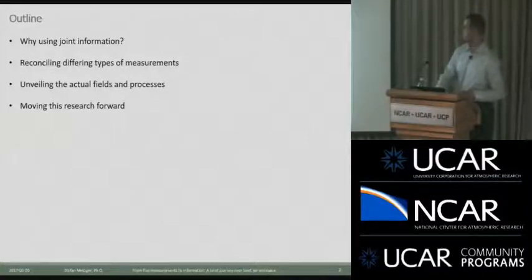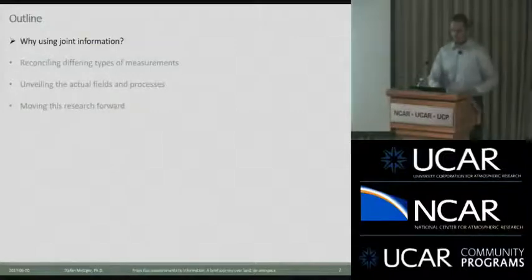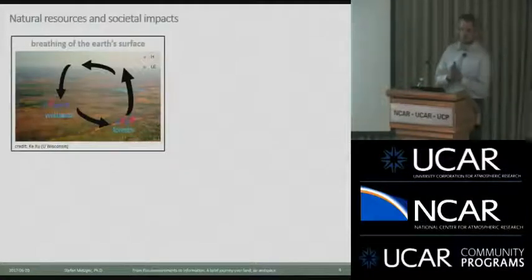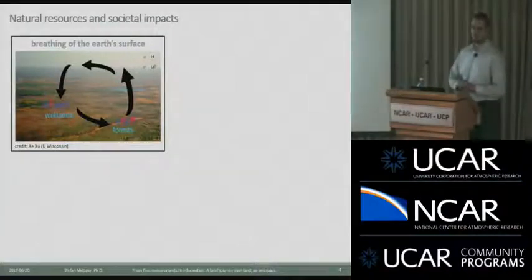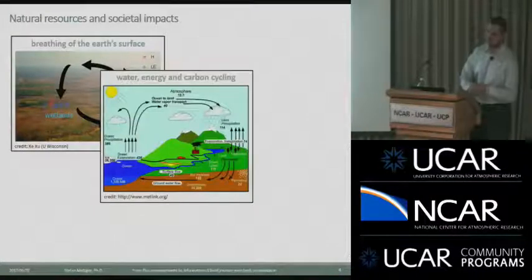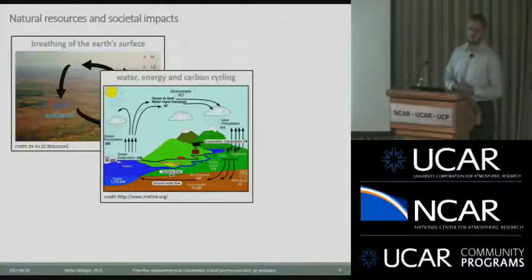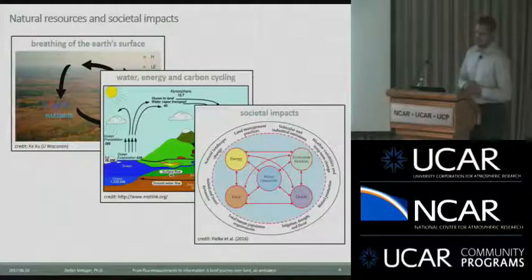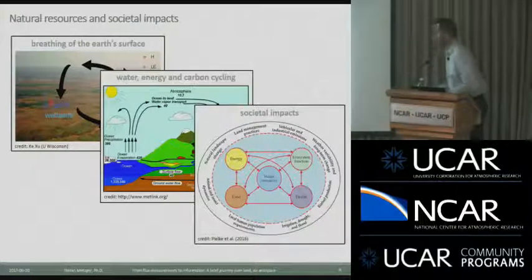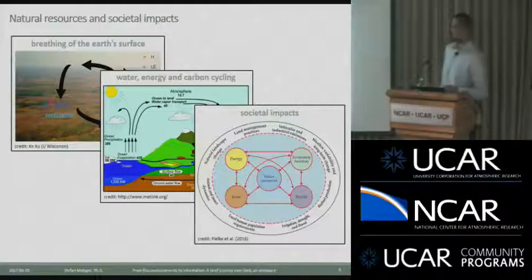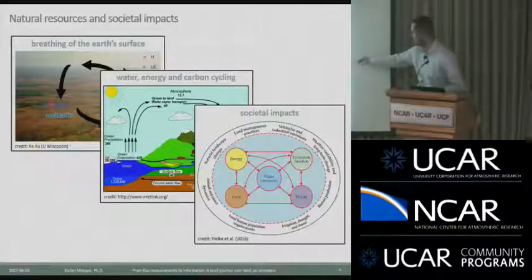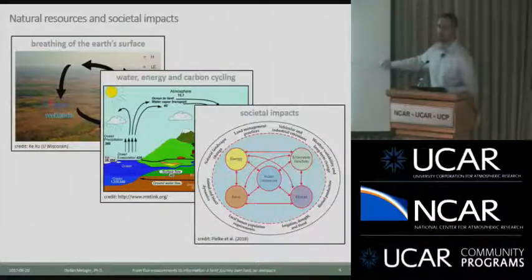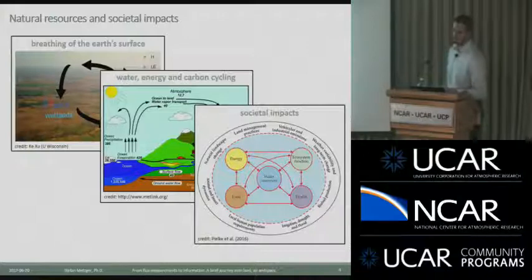So without much further ado, let's get started. Why use joint information? What's the motivation behind that? Well, we all know that the Earth's surface is not static. It actually breathes. It exchanges energy, water, matter, carbon with the atmosphere. And on a larger scale, that leads to the cycling of water, energy, and carbon. But that also has a lot of societal impacts. There's a whole web in how our society as we know it depends on availability of energy, food, health, ecosystem function, and essentially water resources, that is all tied to these exchange mechanisms.